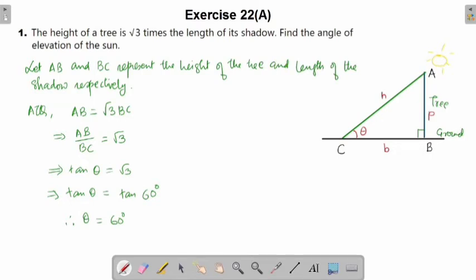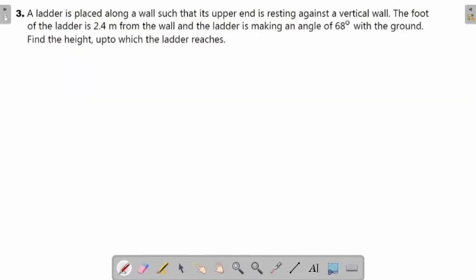Alright, so you may pause the video and note down your solution. Let's take another question. So here the question says, a ladder is placed along a wall such that its upper end is resting against the vertical wall.